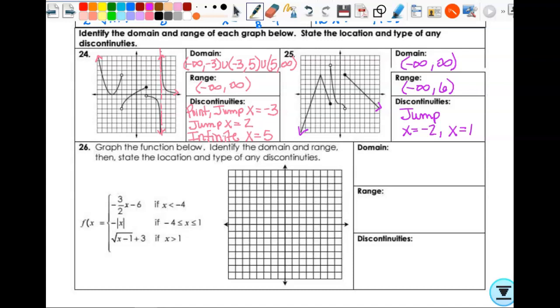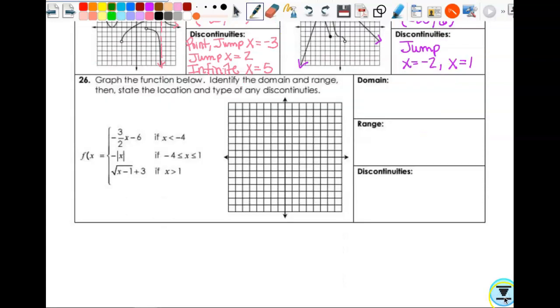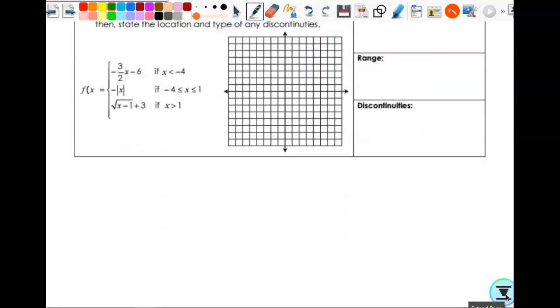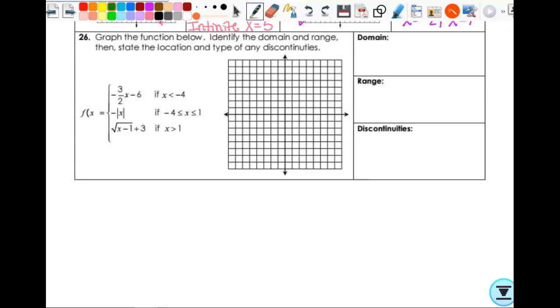All right, one last graph here of a piecewise function. So we're going to graph this function. All right, so I start off by taking this negative 4 and substituting it in here. So negative 3 halves times negative 4 would be like a positive 12 halves, which is 6. And 6 minus 6 is 0. So I go to negative 4, 0, and that's an open circle.